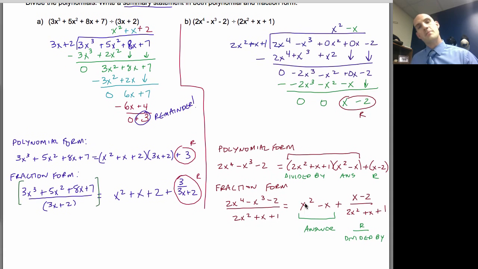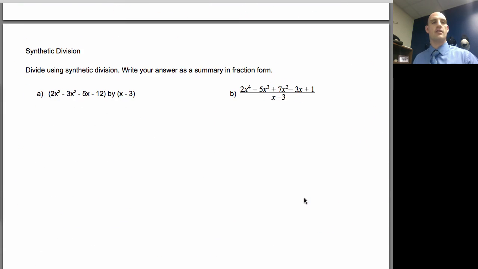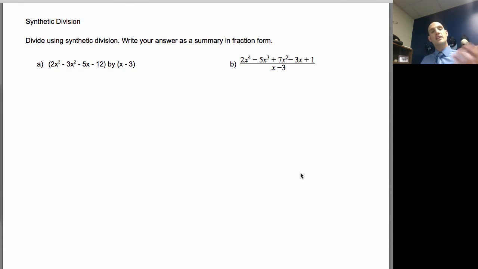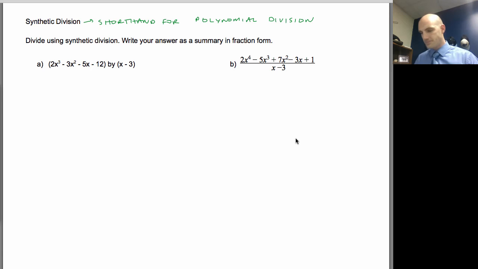Okay, that's polynomial division. Let's move down here to synthetic division. Synthetic division is a shorthand for polynomial division. It's important to remember that all of the elements you need to be able to use synthetic division are contained in the problems for polynomial division. This is what it looks like in general.